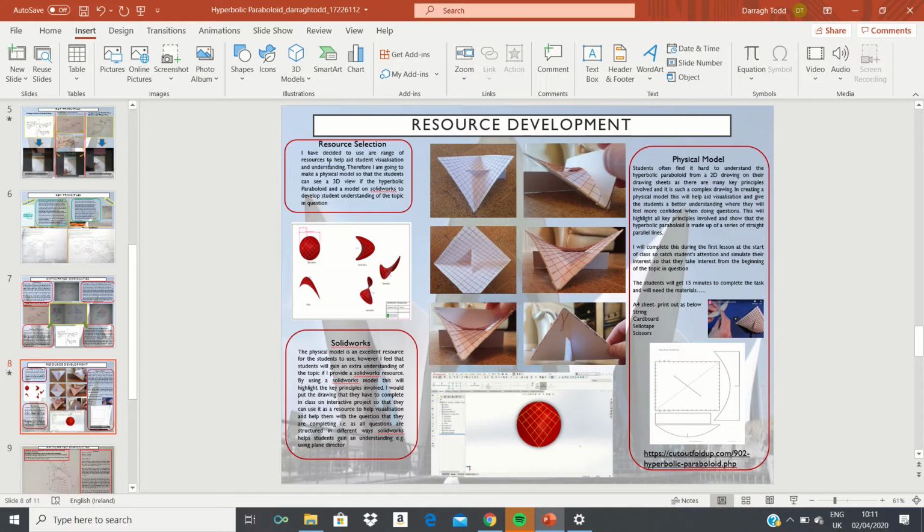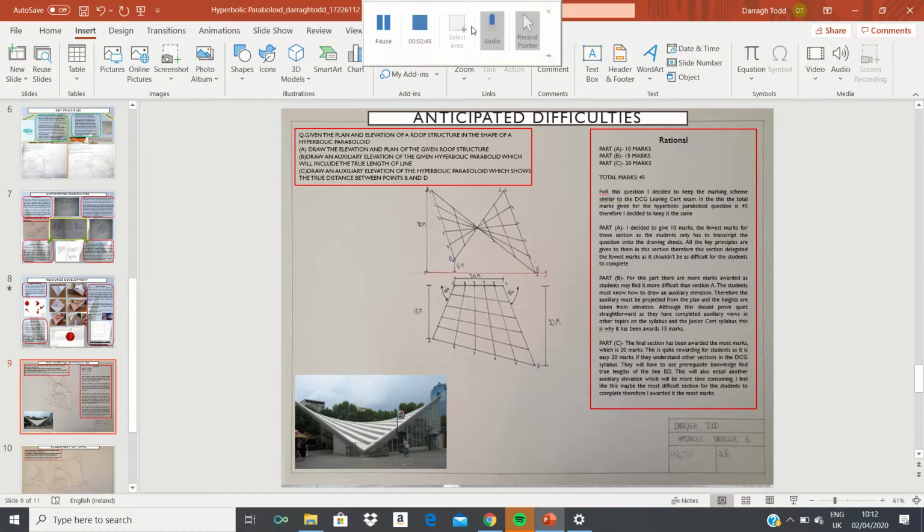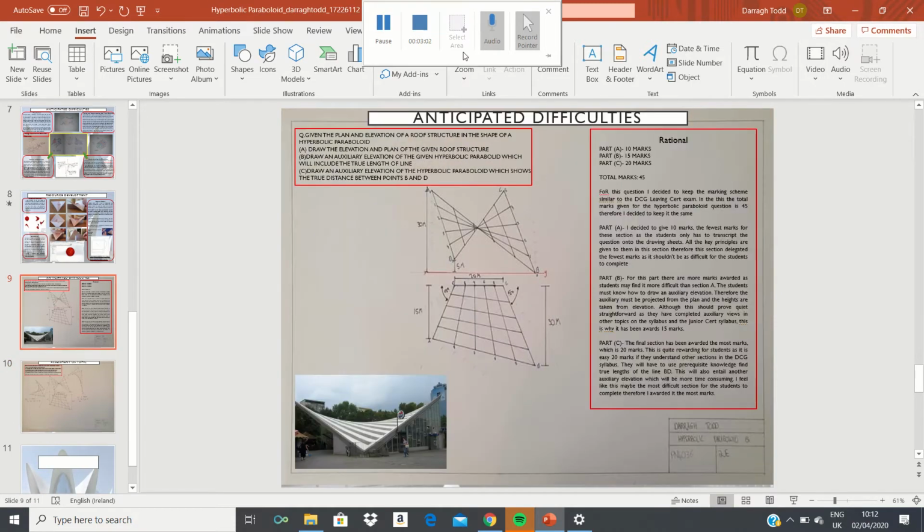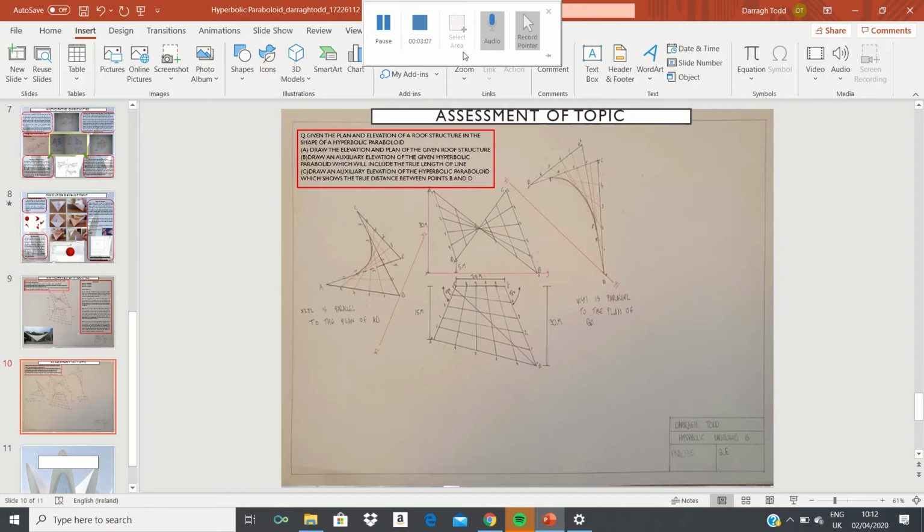Resource development is actually using our physical models and our resources to help stimulate students' interest and help them gain a better understanding, and then you can initiate group work and peer work where they get better learning through doing these activities together. And here is our assessment of the topic, where we're given the question and the rationale. This is an exam style question we designed, and this is the solution to the question.